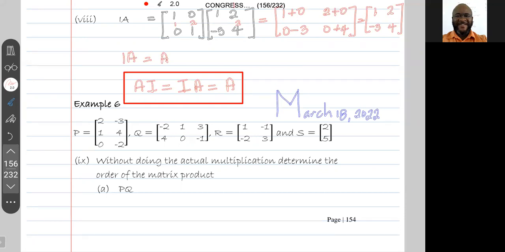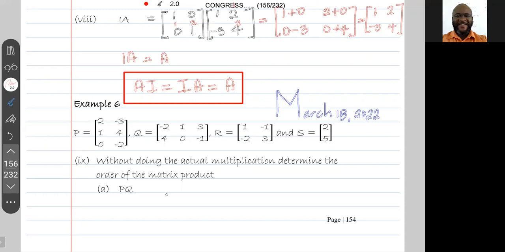P is a 3 by 2 matrix. Q is a 2 by 3 matrix. R is a 2 by 2 matrix. And S is a 2 by 1 matrix. Part A is asking us, without doing the actual multiplication, to determine the order of the matrix product PQ.